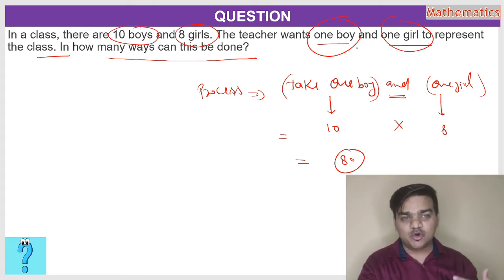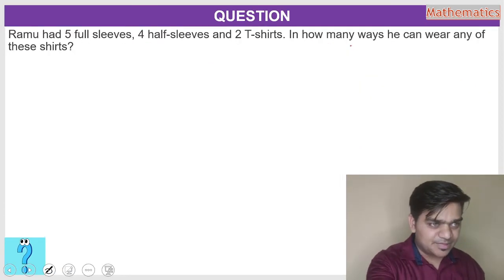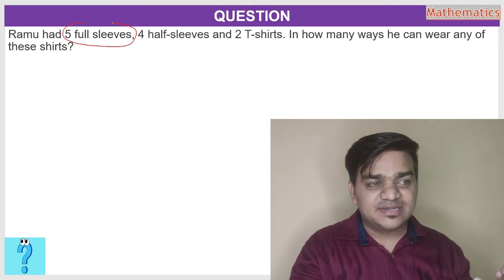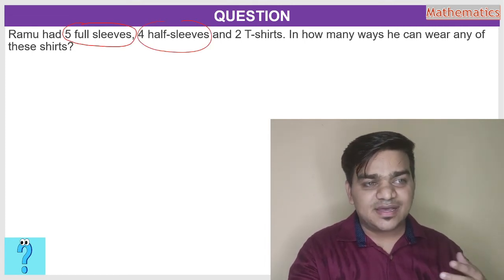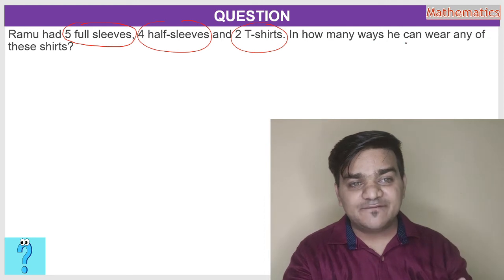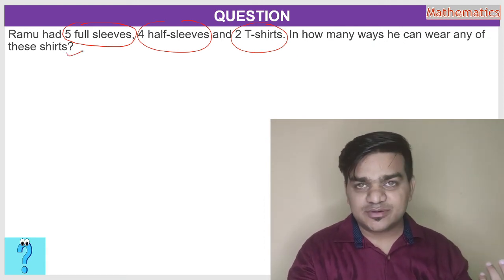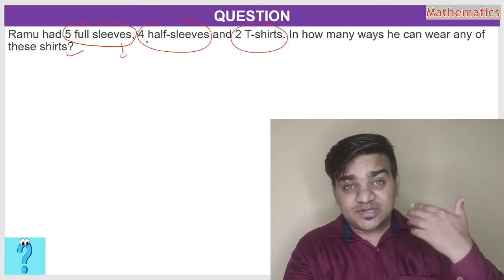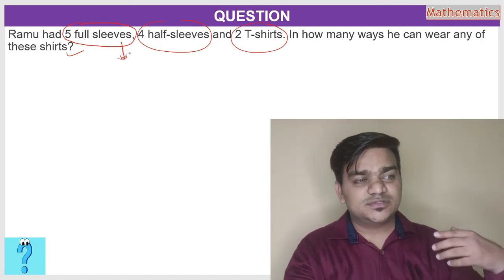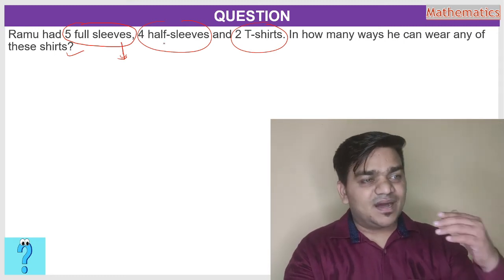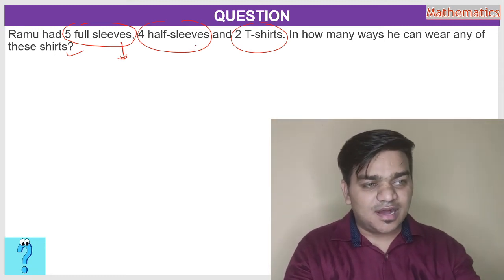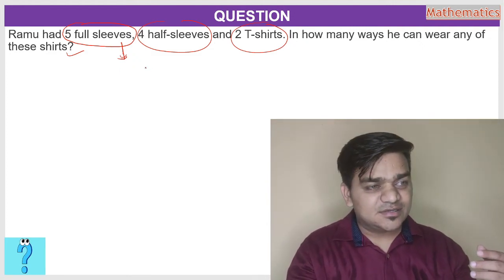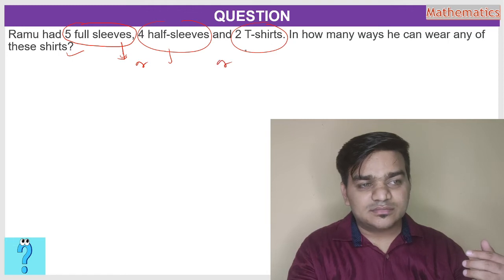I think you got it. You got the point. We can take one more example. Like Ramu had 5 full sleeves, 4 half sleeves and 2 t-shirts. So in how many ways can he wear any of these shirts? Okay, so we have 5 full sleeve shirts. So what will be the process? Either he'll use a full sleeve shirt, otherwise he'll use half sleeves, or he will use a t-shirt. So either this or this or this.